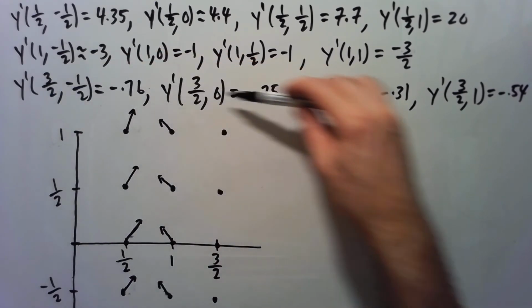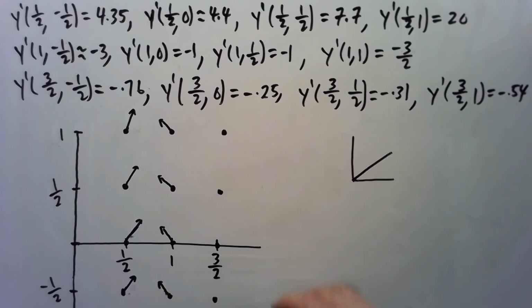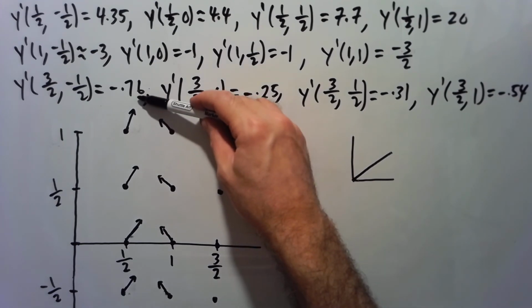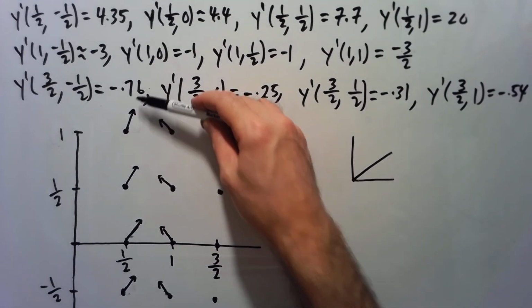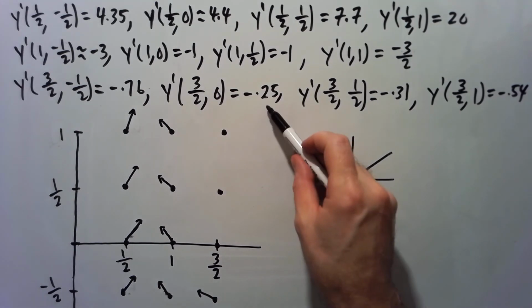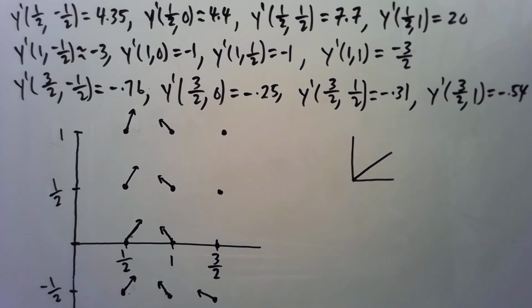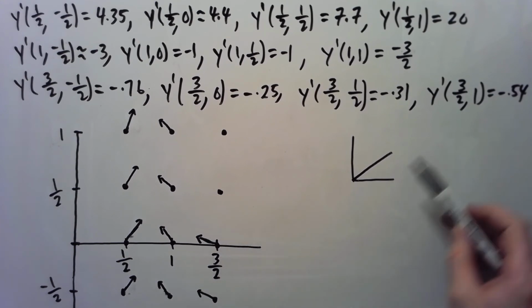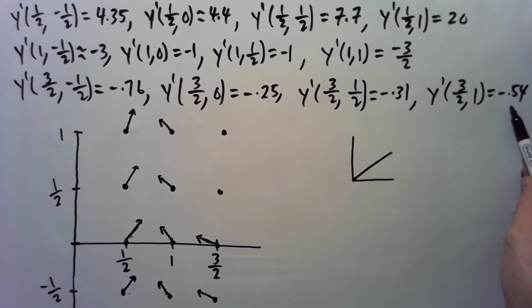Now we're going to go along this one. This is these last 4 dots here. This is negative 0.76 down here. Let me do that. Something like that, and negative 0.25. Let me do that one. So something like that, and then negative 0.31 and negative 0.54. We put those in.